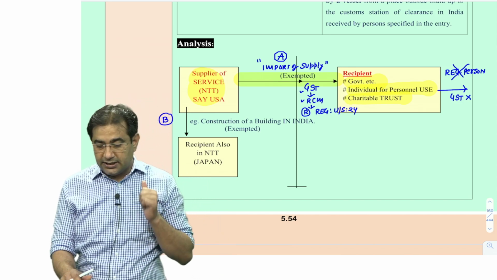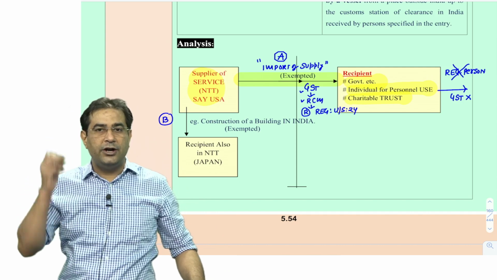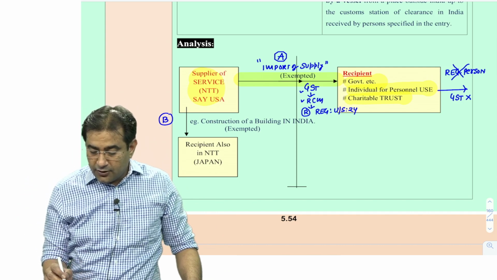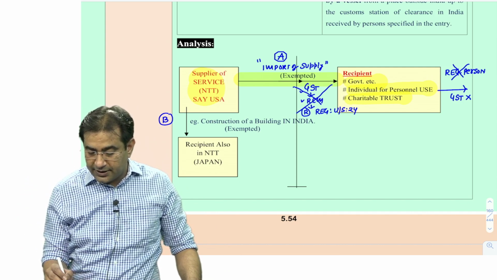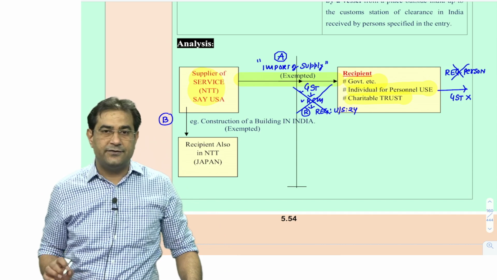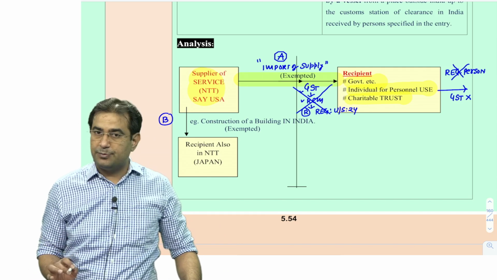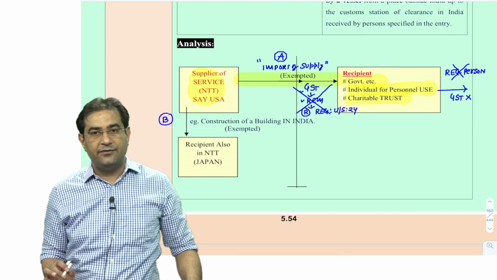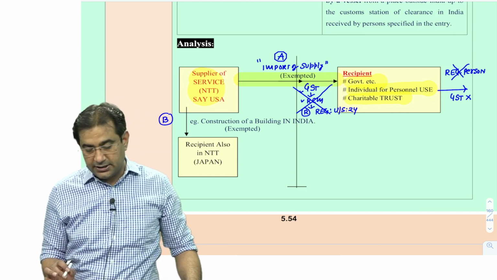Is it okay? Yes, sir. So the government doesn't want to do it like this. That's why the government created an exemption notification, and all these kinds of services imported by such specified persons are exempted from GST. Is it okay? Yes, sir.